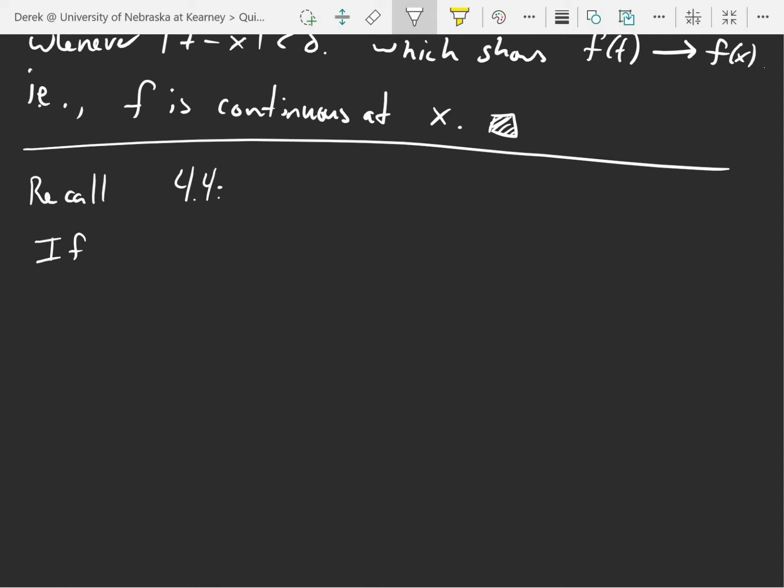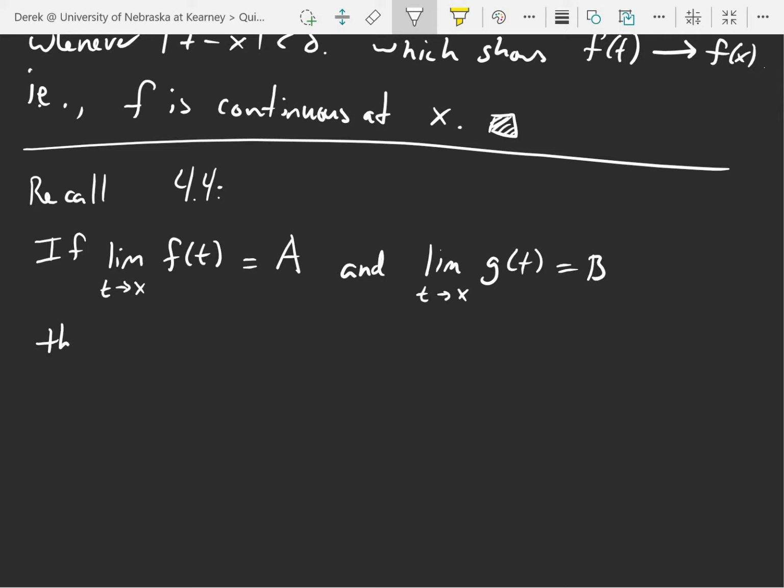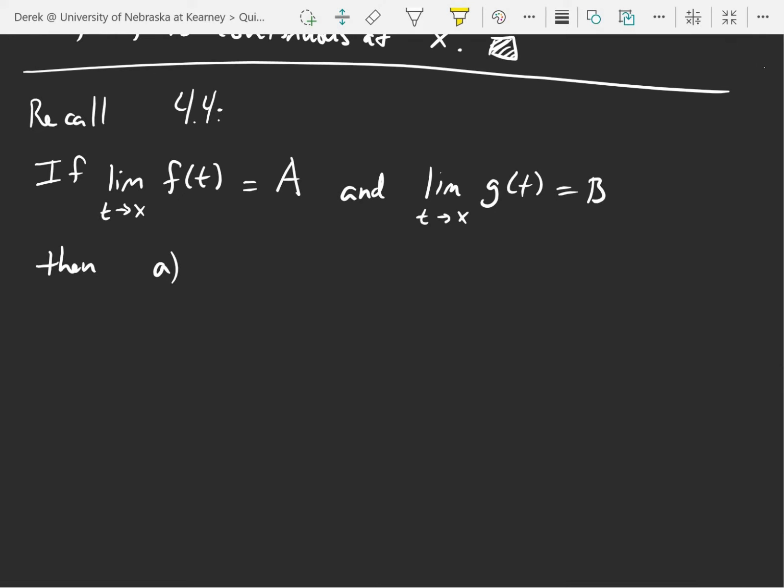I'm going to avoid where things live, but if the limit of f(t) as t goes to x equals a, and the limit of g(t) as t goes to x equals b, then three things happen. Addition plays nicely, multiplication plays nicely, and division plays nicely, i.e. the limit as t goes to x of (f plus g)(t) equals a plus b.